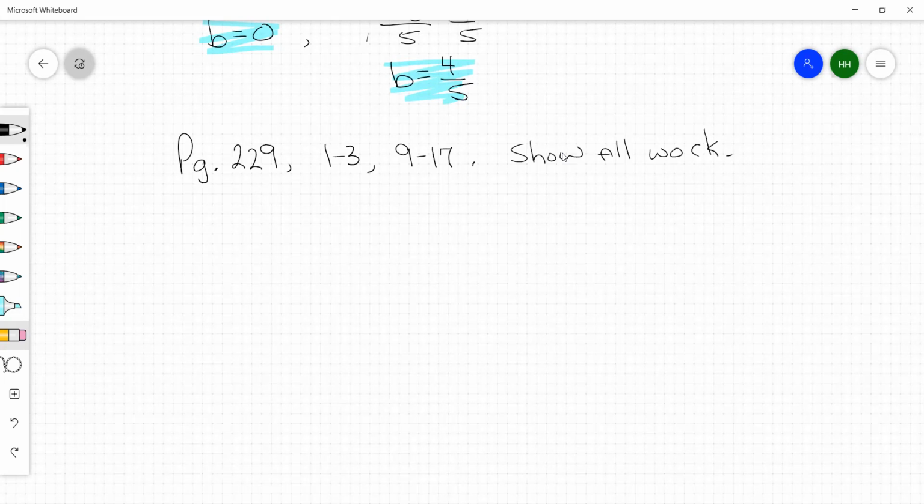Anybody have any questions? Yeah. Page 229. Yeah, it does. Look like down the right side, about 2/3 of the way down. You're welcome.